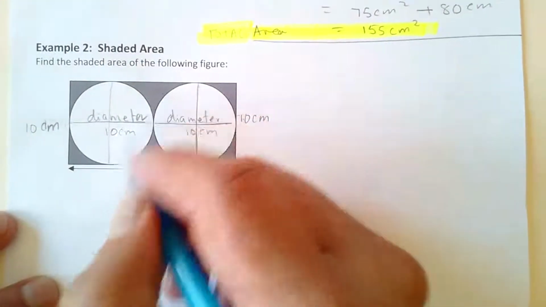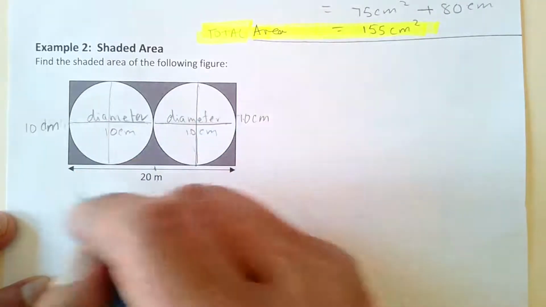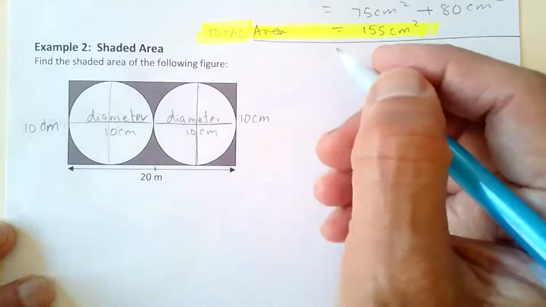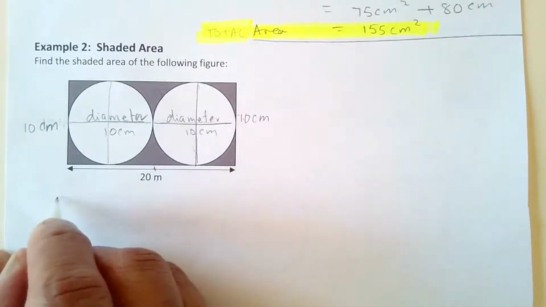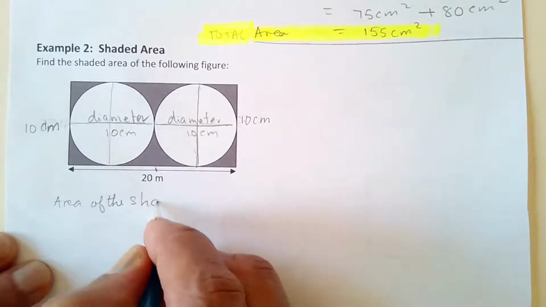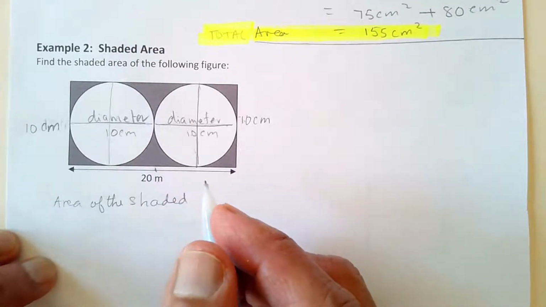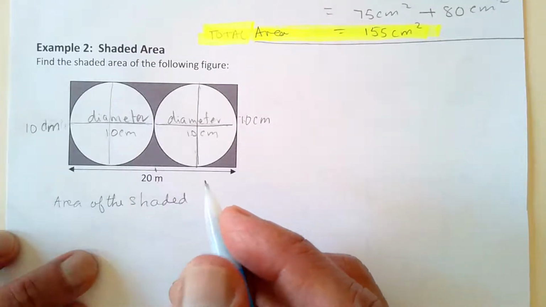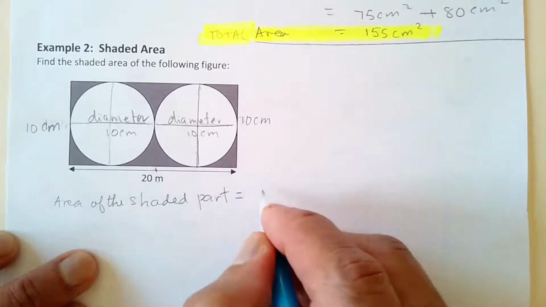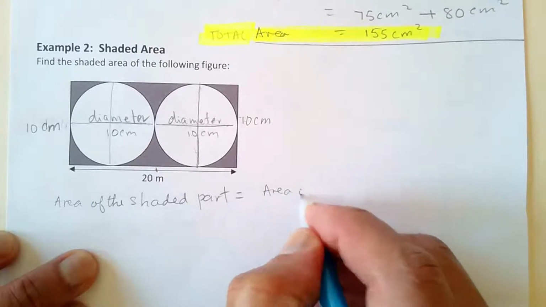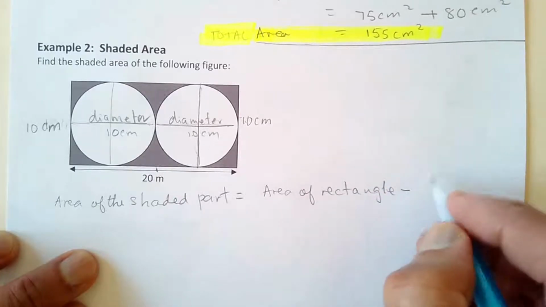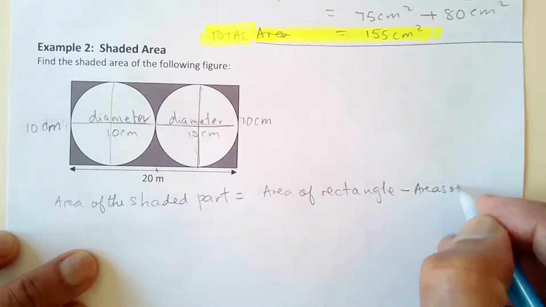To find the area now of the shaded part, it will be the area of the rectangle minus the area of the two circles. We can find that here. We said that the area of shaded part is equal to area of rectangle minus areas of two circles.